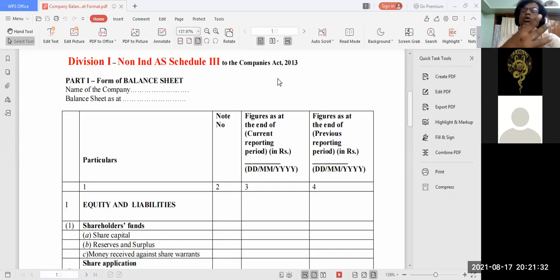Division 2 and Division 3 have a connection with Ind.AS. But Division 1 is not having a connection with Ind.AS. So Division 1, see my heading, Division 1 non-Ind.AS. You understand that? Non-Ind.AS, इसमें Ind.AS नहीं है, तो क्या है?